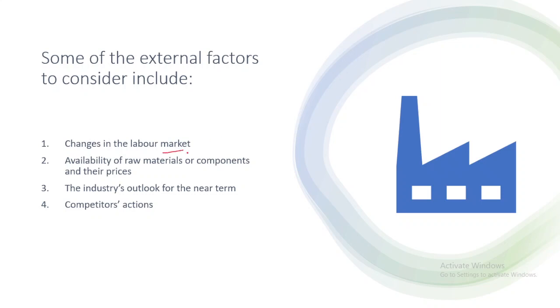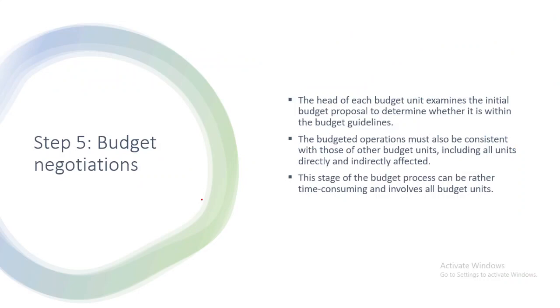Change in the labor market, which is the increase in the minimum wage if you are using unskilled labor, semi-skilled labor, and skilled labor in your business. Unskilled labor will be paid based on the minimum wage per hour, and therefore when this changes, you'll also get to show the changes. Availability of raw material and the price, this is the one I was talking about, the supplier. Industry outlook for the near term, and then competitors' action. So these are the things that you'll have to take a look into when preparing your cash budget or your master budget. So step 5 will be the budget negotiation.